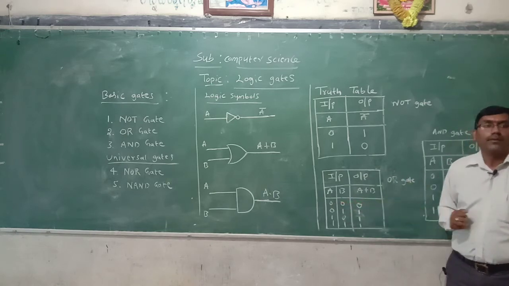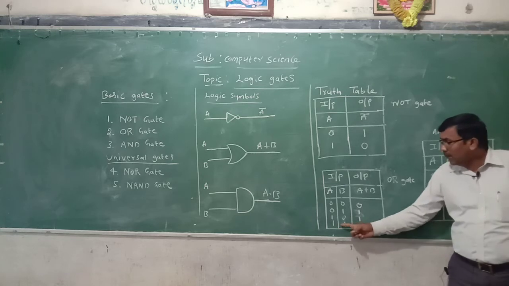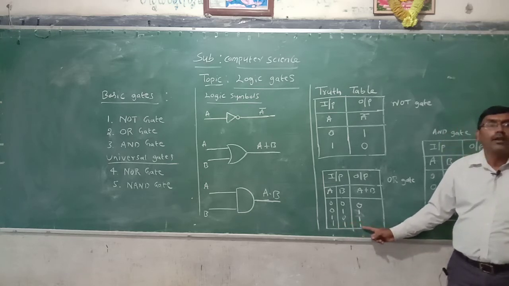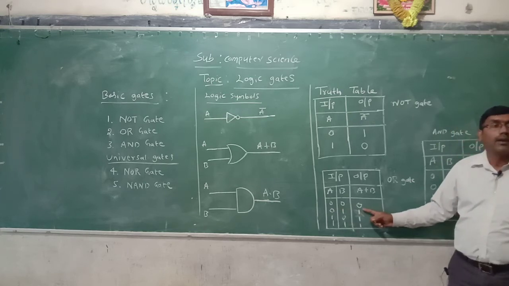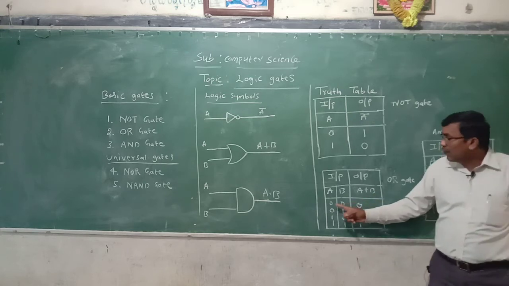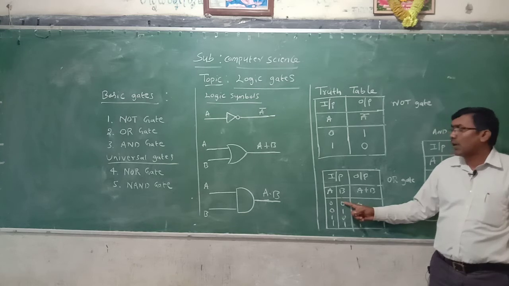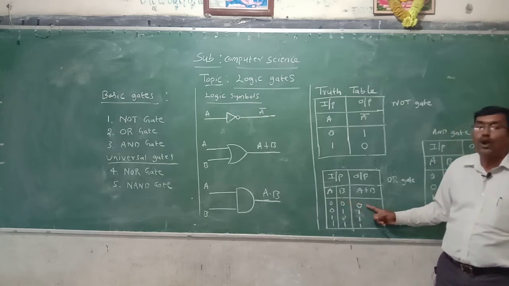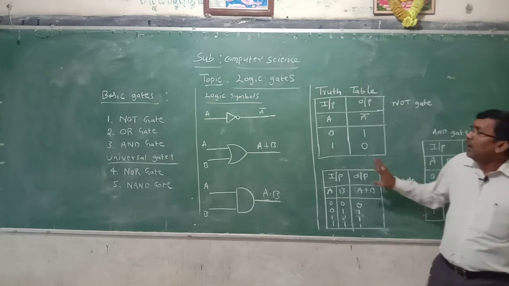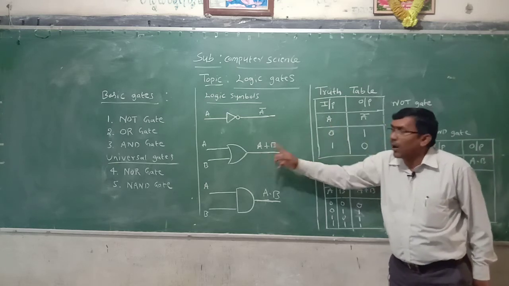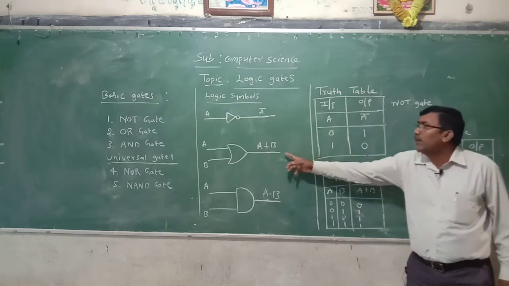0 plus 0 is 0. If both the input signals are 1, the output is 1. If any one of the input signals is high, the output is high. Only if all the inputs are low, then the output is low. See, this is the truth table for the OR gate, that is, the 2 input OR gate.